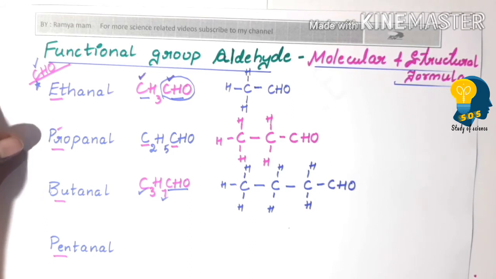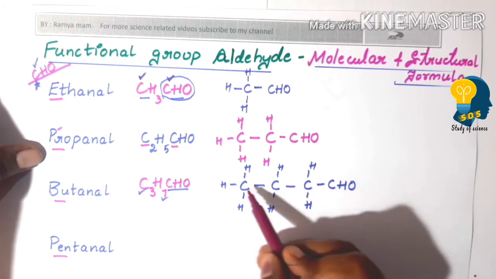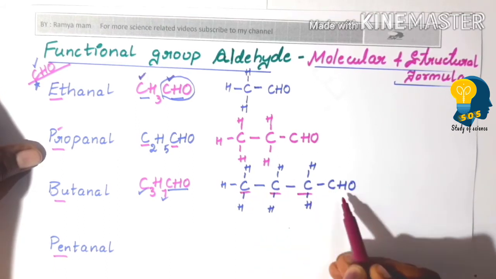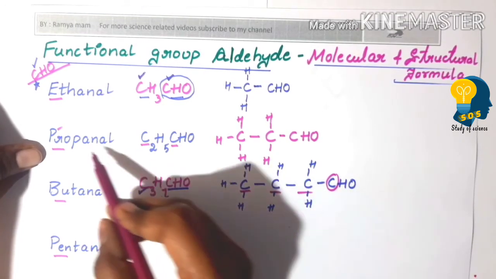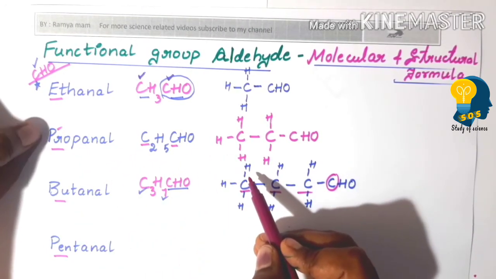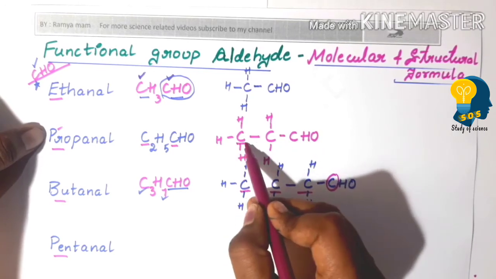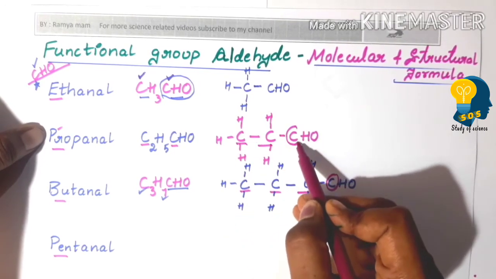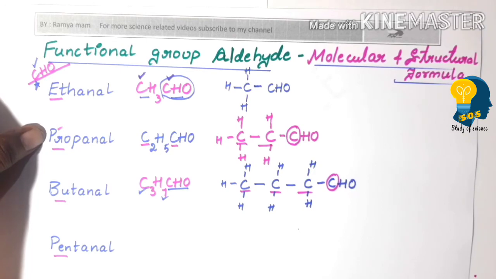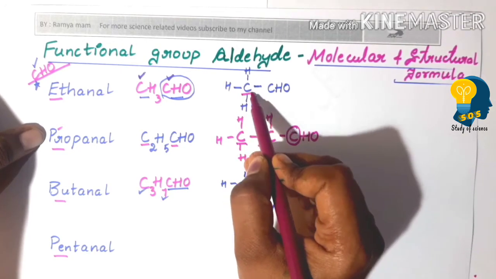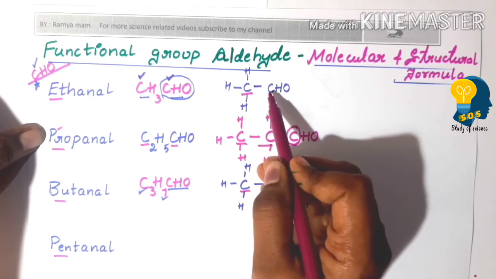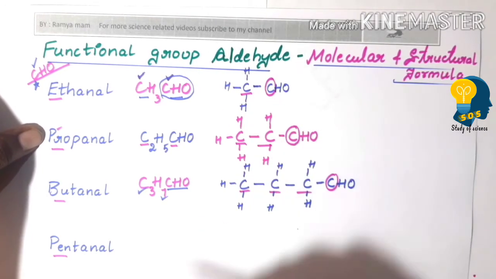But means it is totally 4. So out of 4, 3 carbon atoms are in the longest carbon chain, and the 4th carbon atom is in the functional group. Here also prop means totally 3. Out of 3 carbon atoms, 2 are in the longest chain and 1 is in the functional group. Eth means also 2. Of 2 carbons, 1 is in the chain and another one is in the functional group.